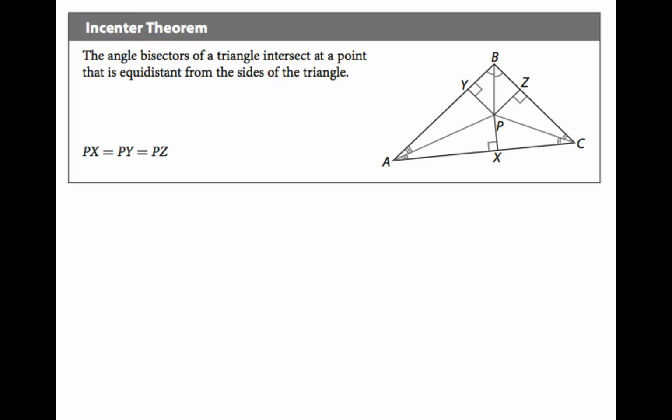The incenter theorem says the angle bisectors of a triangle intersect at a point that is equidistant from the sides of the triangle. So we learned that the circumcenter is equidistant from the vertices. Well, the point where the three angle bisectors meet is called the incenter, and the incenter is equidistant from the sides of the triangle. So the length from P to X will equal P to Z will equal P to Y. So that's the incenter.